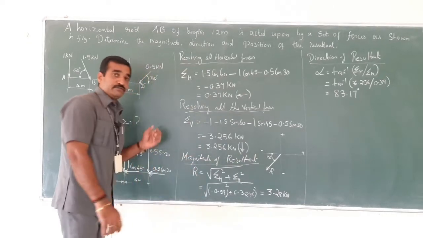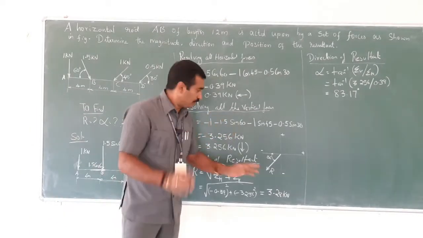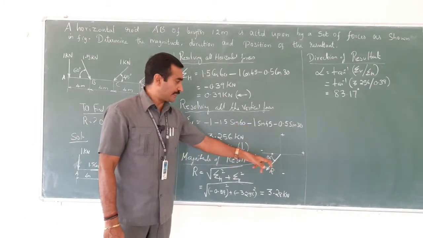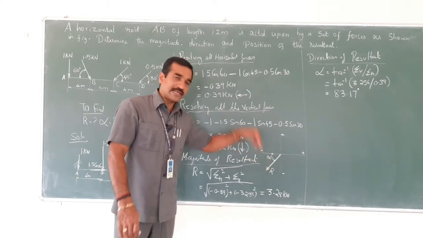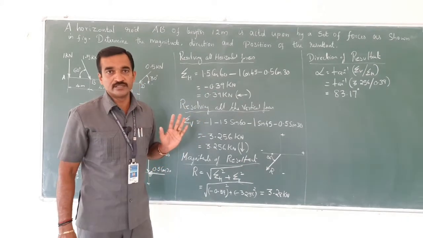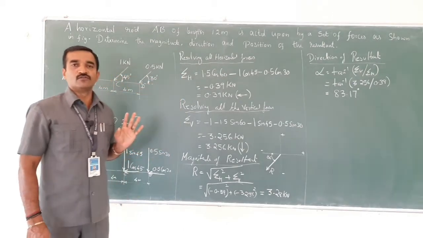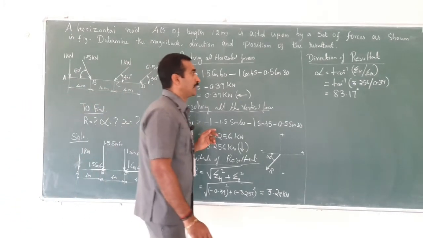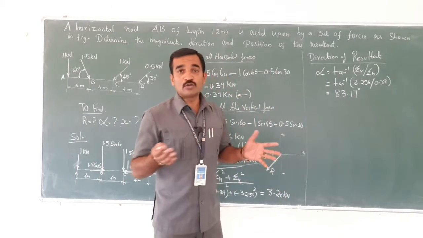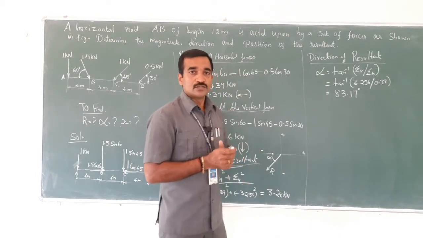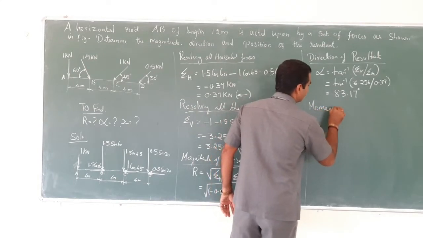Now I don't know at which point or position this resultant force is acting, but I know that this resultant force is acting at an inclination of 83.17, with an inclination of alpha it is acting downwards, with some inclination, isn't it? That I know, but I don't know the exact position where this resultant force is acting, for which I need to find the position, right? For which I have to apply Varignon's theorem, right? So for which I have to find the moment first. So let me just take the moment here.